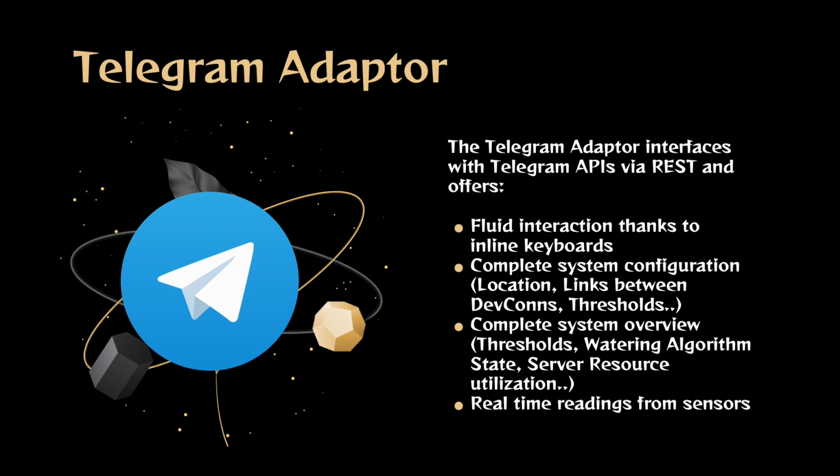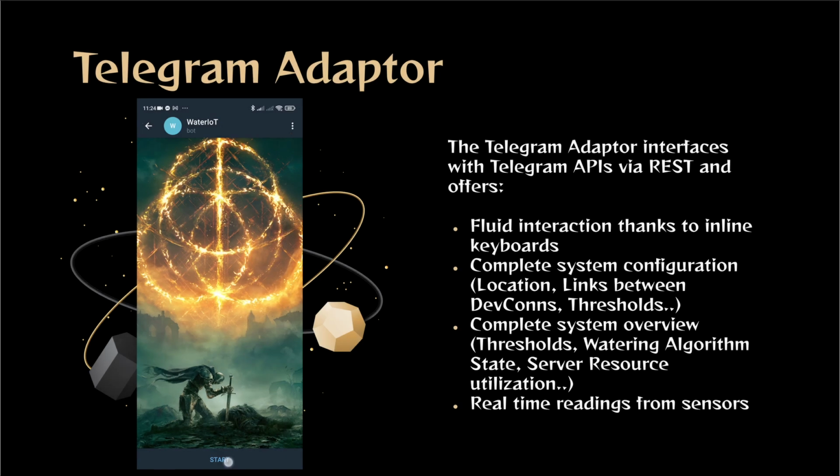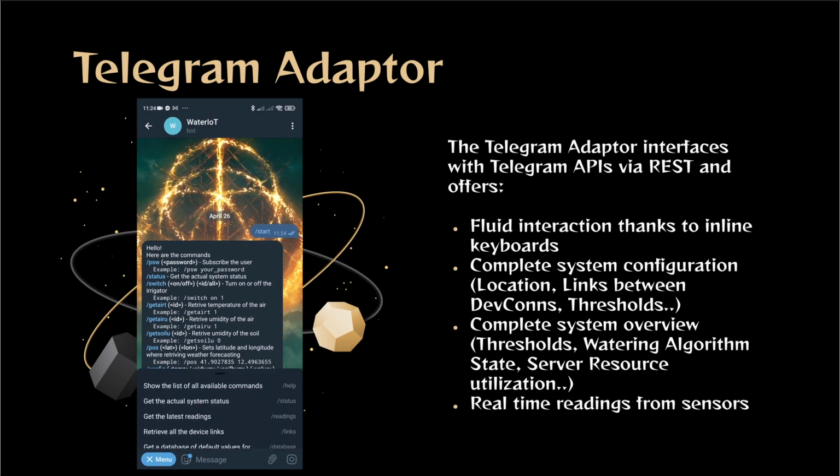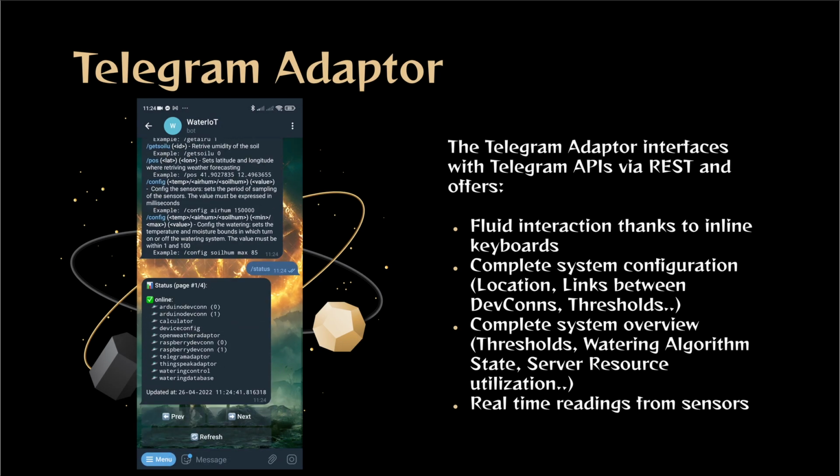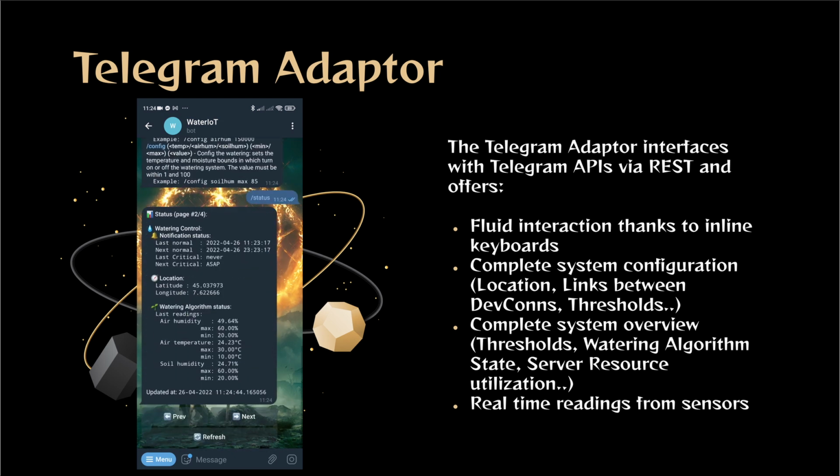The Telegram adapter is an adapter-like service. It is between the system and the external Telegram APIs, and it offers the user a fluid interaction thanks to inline keyboards, a complete system configuration, and a complete system overview, like the watering algorithm state, server resource utilizations, and real-time retrieval from the sensors.